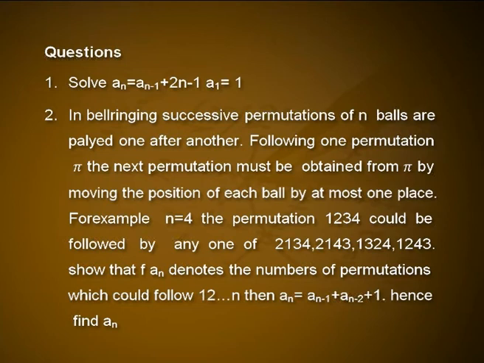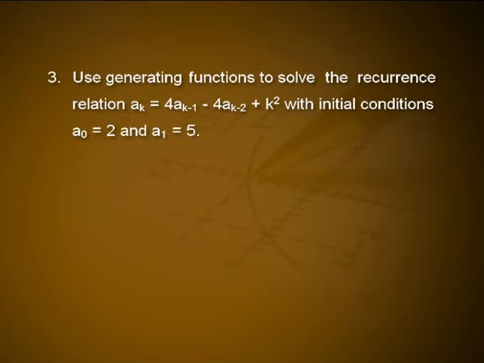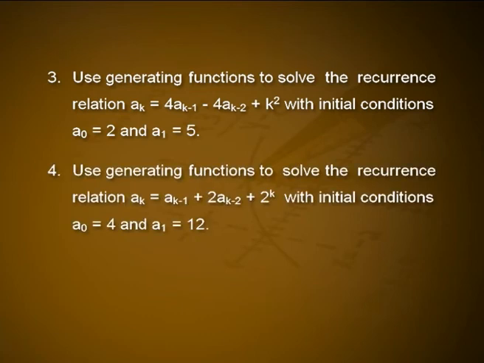Hence, find a_n. Third one, use generating functions to solve the recurrence relation a_k equal to 4 a_(k-1) minus 4 a_(k-2) plus k squared, with initial conditions a_0 equal to 2 and a_1 equal to 5. Fourth one, use generating functions to solve the recurrence relation a_k equal to a_(k-1) plus 2 a_(k-2) plus 2 raised to k, with initial conditions a_0 equal to 4 and a_1 equal to 12.